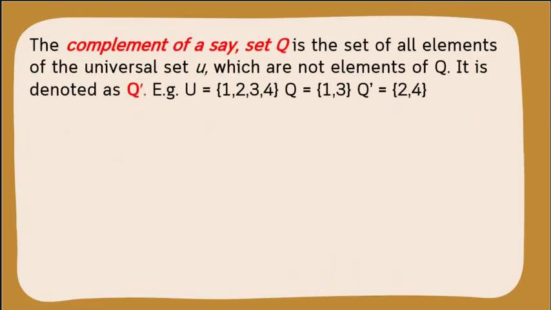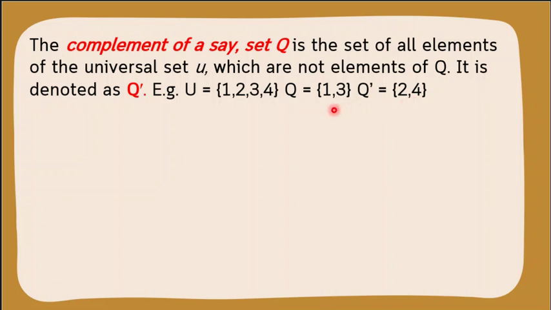Another term that is of importance is the complement of a set. When we have a complement of a set, say set Q, then it is a set of all the elements in the universal set U which are not present in set Q, and so it is denoted by Q with an apostrophe-like sign. So for example, if you have a universal set U containing 1, 2, 3, 4 and 5, and then Q contains 1 and 3, then Q complement is 2 and 4.